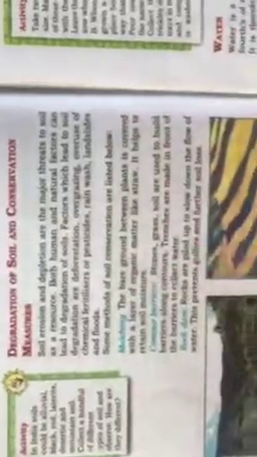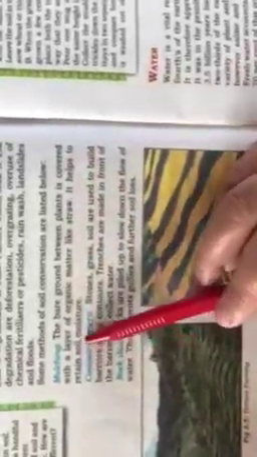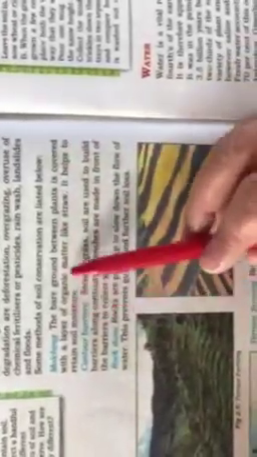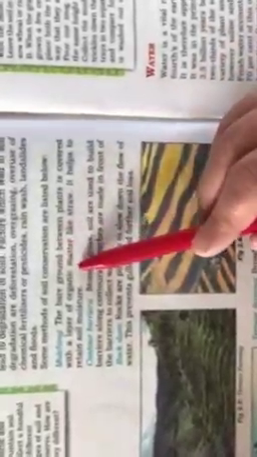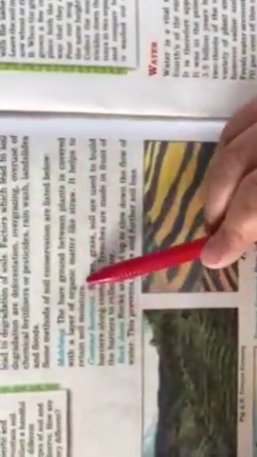Some methods of soil conservation are listed below. These are the methods through which we can conserve the soil. First one is mulching. The bare ground between plants is covered with a layer of organic matter like straw. It helps to retain the soil moisture, which means the water quantity in the soil.